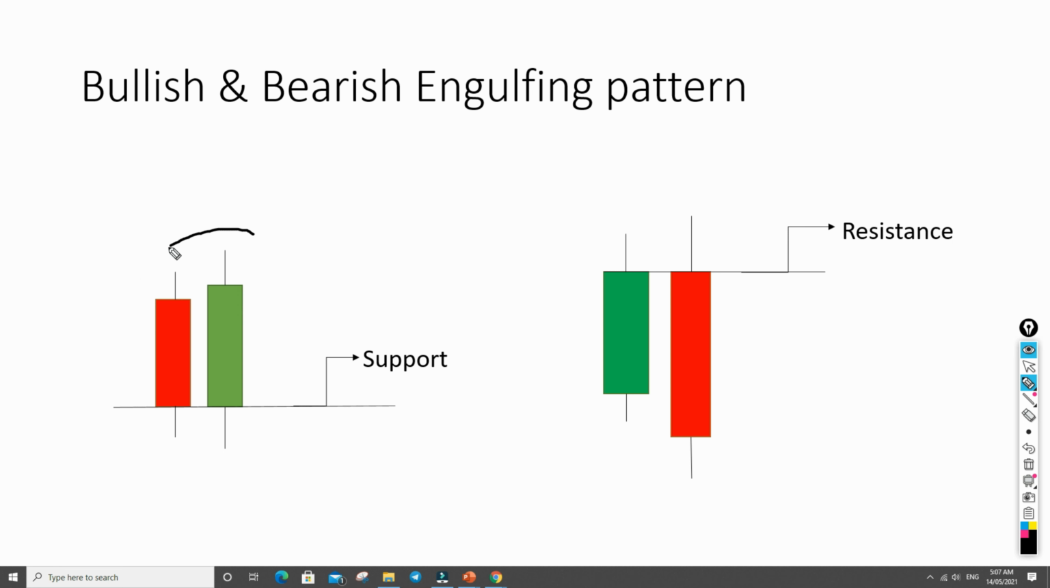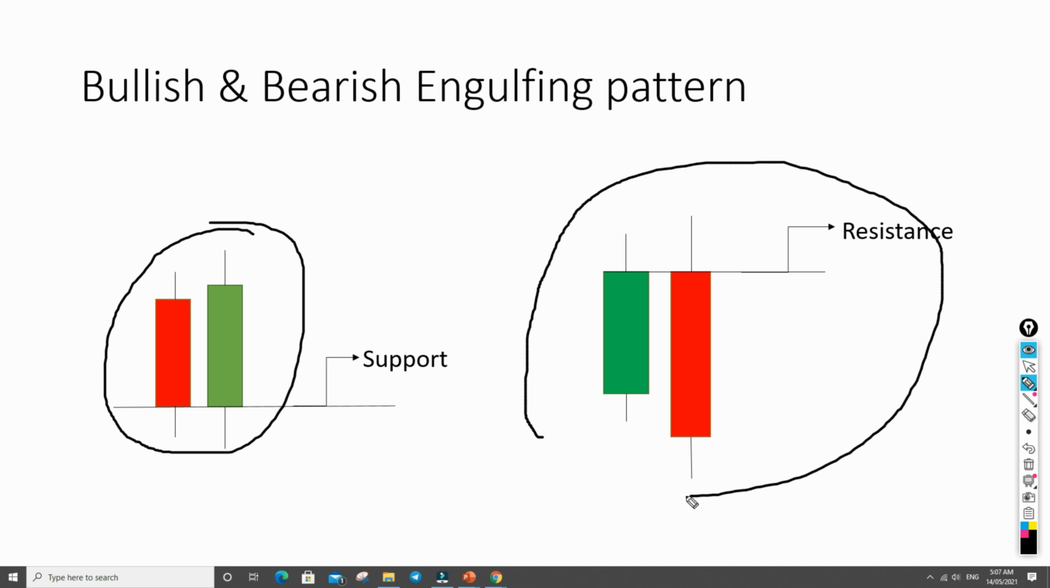So this pattern is called a bullish engulfer. If we just flip this pattern, it becomes a bearish engulfer. So if we consider this resistance, say this one is a floor and this one is the ceiling of a house, it's a different pattern, just the other way around.